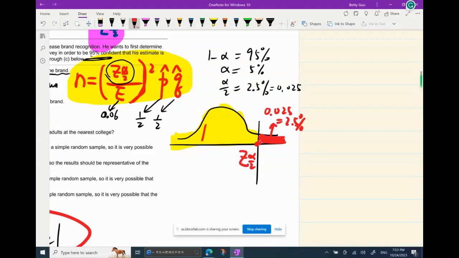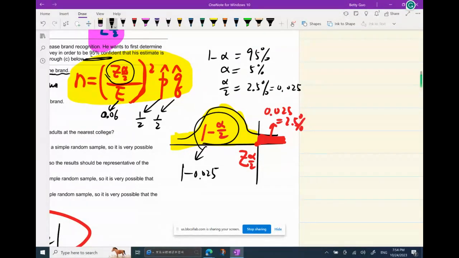1 minus alpha over 2, right? If the red region has area alpha over 2, then the yellow region would have area 1 minus alpha over 2. In this case, it's going to be 0.975. Sometimes I don't even do the math. I'll just do 1 minus 0.025.